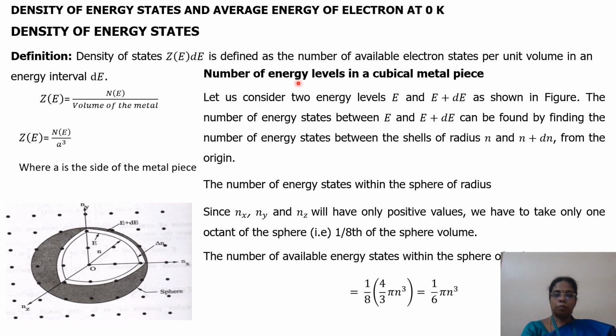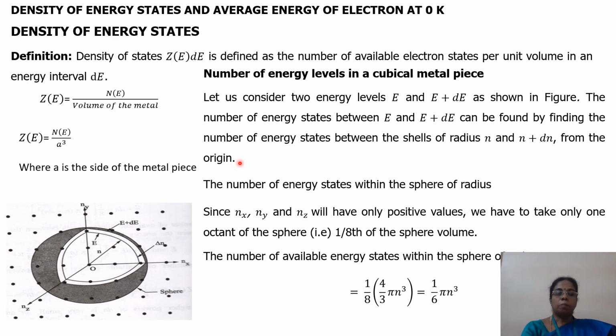Now let us first find the number of energy levels in the cubical metal piece. For this, let us consider a three-dimensional sphere bound in the array of atoms in the metal, taking nx, ny, and nz as the three coordinate axes. Let O be the origin. To find the number of energy states between the energy interval E and E plus dE, it is enough to find out the number of energy states between the shell of radius n and n plus dn, because they represent the energy E and E plus dE respectively.